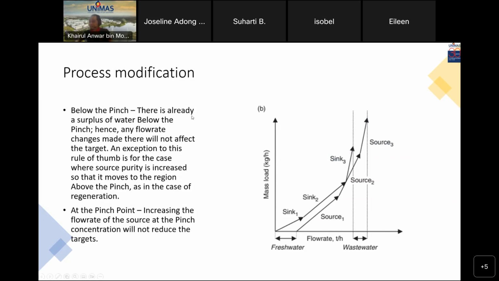For below the pinch, there is already a surplus of water below the pinch. Hence, any flow rate changes made there will not affect the target. An exception to this rule of thumb is the case where source purity is increased so that it moves to the region above the pinch, as in the case of regeneration. At the pinch point, increasing the flow rate of the source at the pinch concentration will reduce the target.